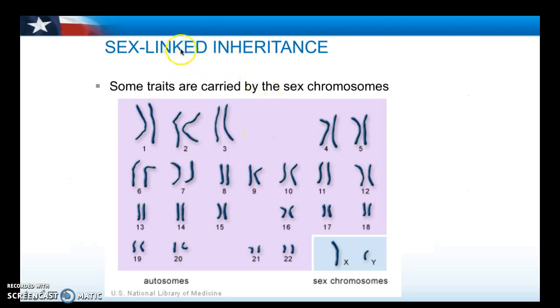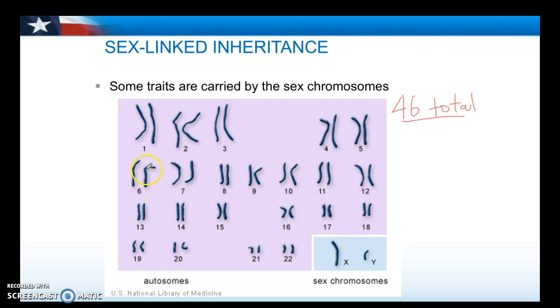Now, sex-linked inheritance is the traits that will be passed on from parents to offspring again, but this time they're going to be passed on in the X and the Y chromosomes. So we talked about karyotyping before, right? We talked about the picture of these chromosomes, and remember that humans have 46 total chromosomes inside of our cells. Each of the cells has all 46 of them.